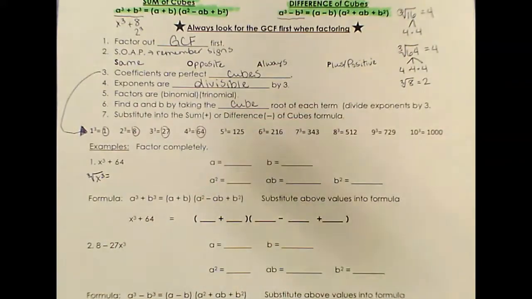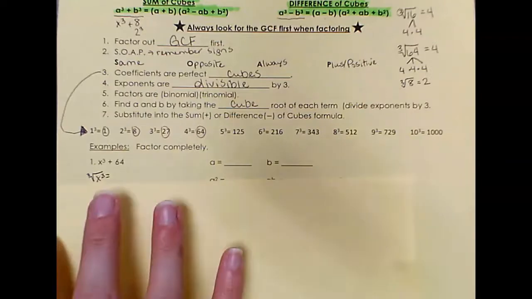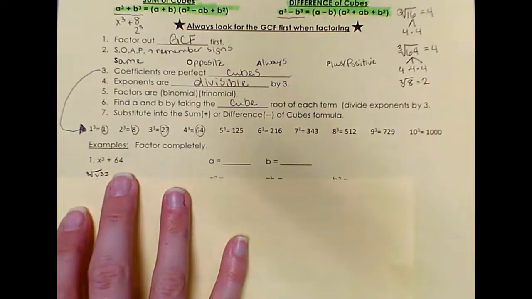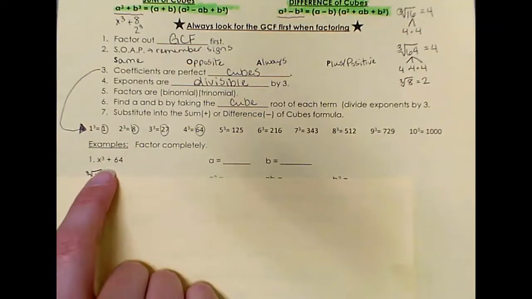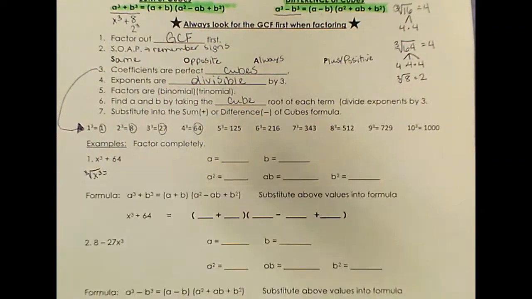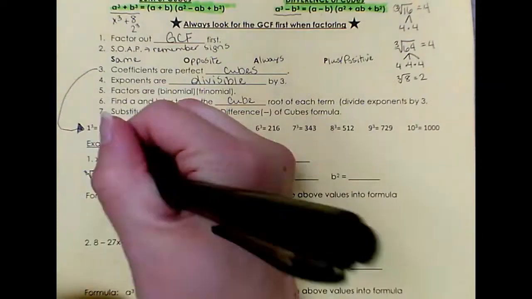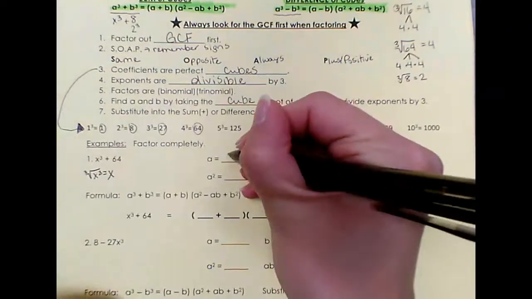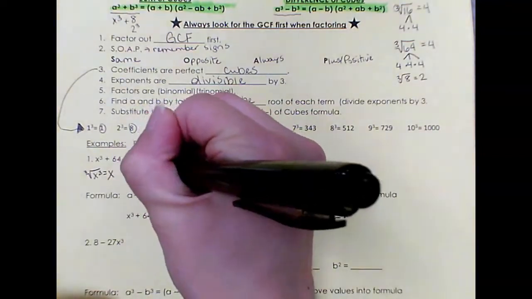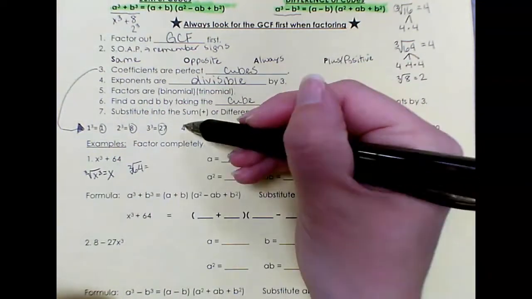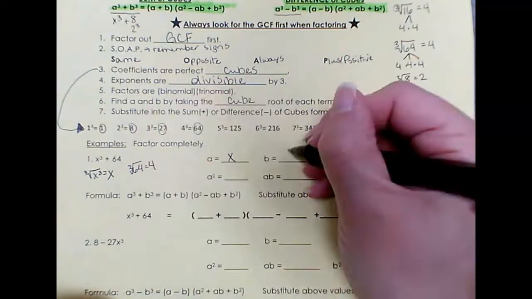One of the ways that we've helped students in the past find the cube root of variables raised to a power is to cover up the 3 and ignore the x. And what that ends up looking like is 3 divided by 3. And 3 divided by 3 is 1. So this is really x to the power of 1. That's my a. And then the cube root of 64, right here, that's 4. So that's my b value.